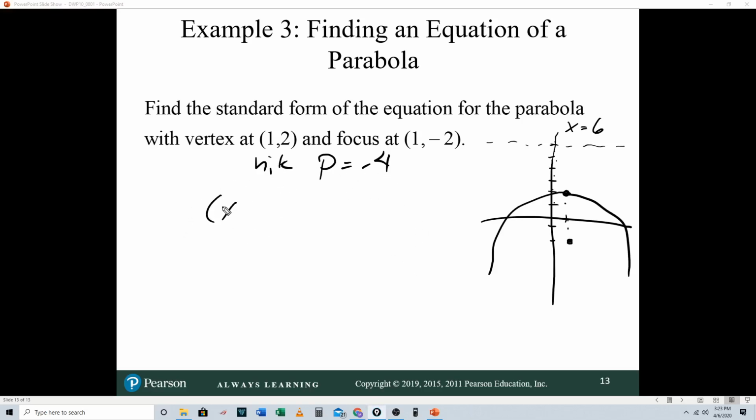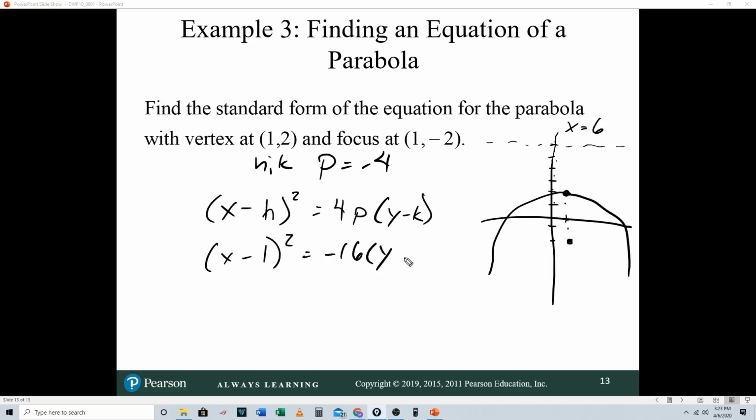So let me just write this out. (x minus h) squared equals 4 times p times (y minus k). Plugging everything in, (x minus 1) squared equals negative 16 times (y minus 2). Done. That's all they want. You do not have to distribute, you don't have to simplify. We're done.